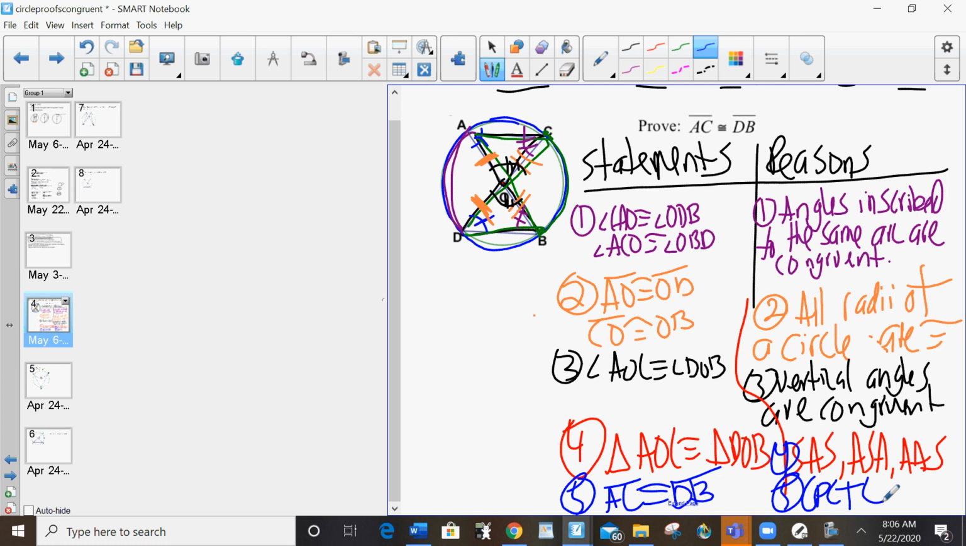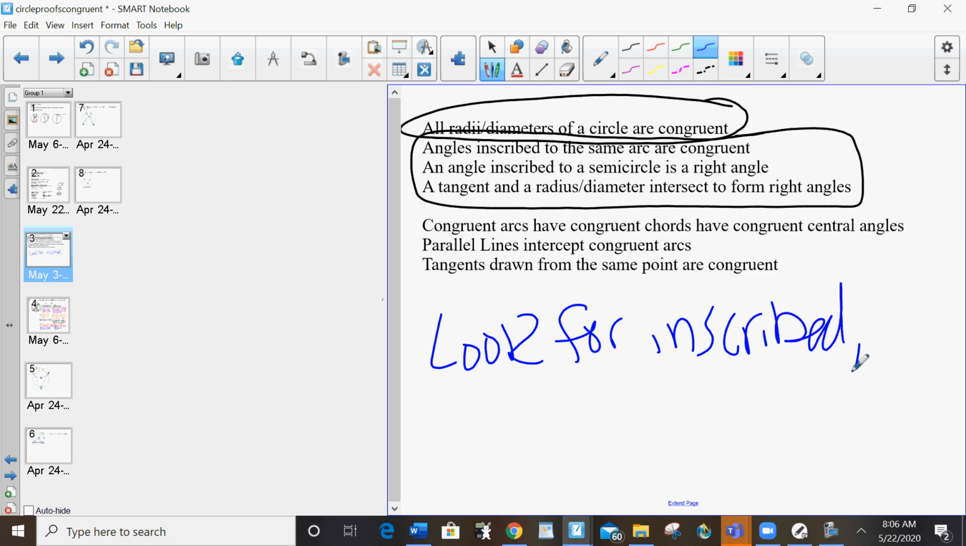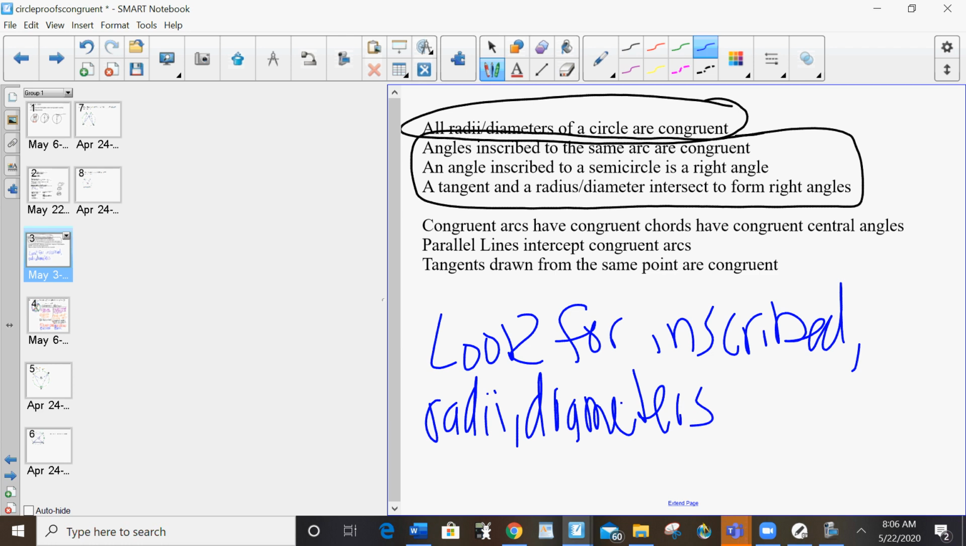The key is to look for inscribed. Basically, I want you to look for inscribed, radii, diameters. If you look for those things, then you'll always get to your correct answer.